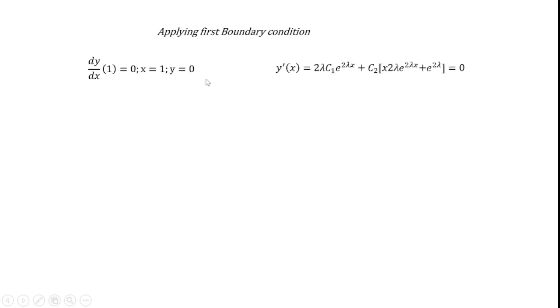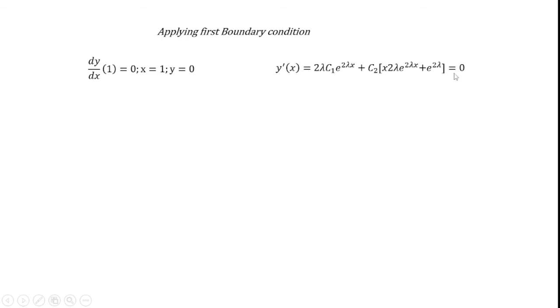After arriving at the complementary function, we can move to applying the boundary conditions. First, I consider the first boundary condition, which is dy by dx of 1 is equal to 0. Here, the independent variable x is equal to 1, and the dependent variable y dash is equal to 0. So I have to substitute the collected values in the equation, which is 2 lambda c1 into e power 2 lambda x plus c2 into x into 2 lambda into e power 2 lambda x plus e power 2 lambda is equal to 0.